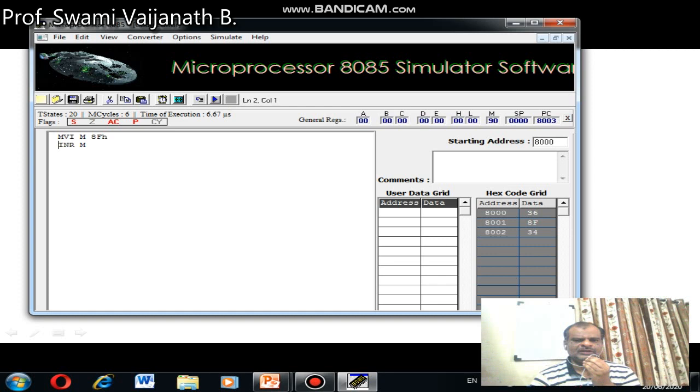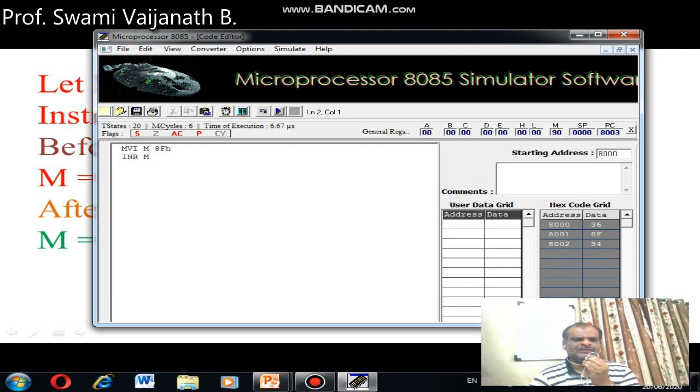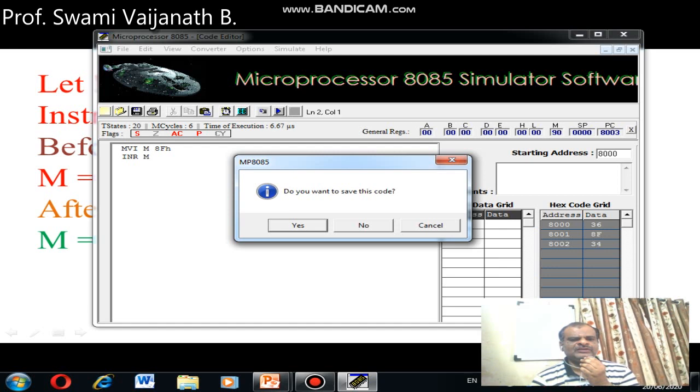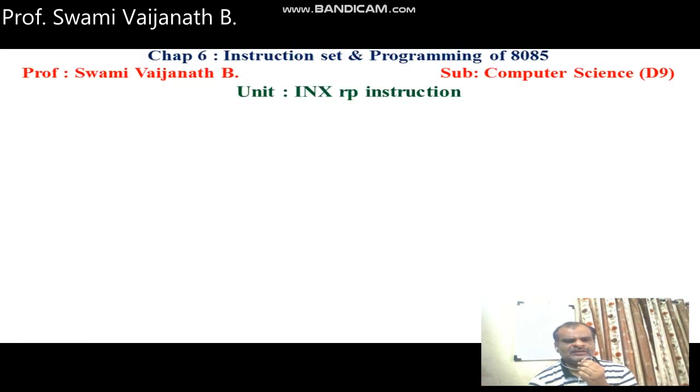Then after execution, the content of M is incremented; here we see that M is equal to 90H. In the example also M is equal to 90H, and flags are affected except carry. Sign is equal to 1, Z is equal to 0, auxiliary carry is equal to 1, parity is equal to 1. But our carry flag is not affected; that is, except carry, all flags are affected here. After discussion of the INR M instruction, we discuss the next instruction, INX RP.